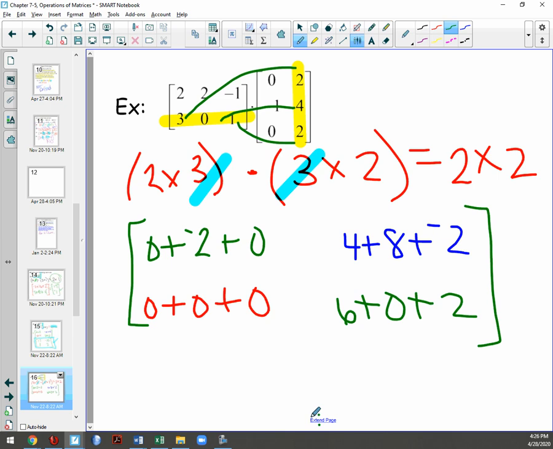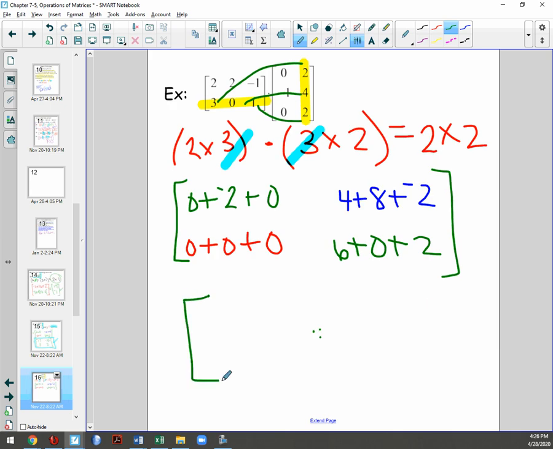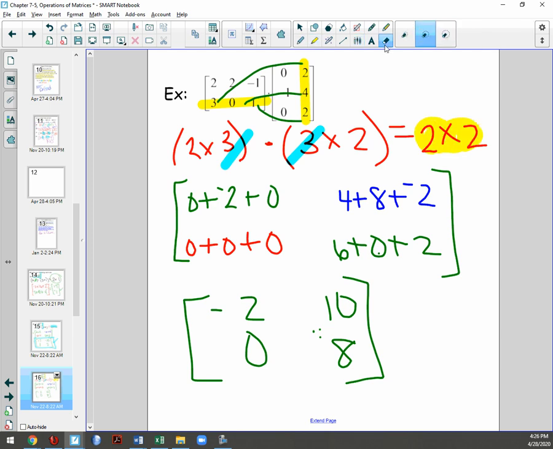Okay, so now I am going to add these up. 0 and -2 and 0 give me -2. 0, 0, 0 is 0. 4 and 8 is 12, minus 2 is 10. 6 plus 0 is 6, plus 2 is 8. And that is going to be your 2 by 2 that we should have obtained right there, which means we now know that we are correct.